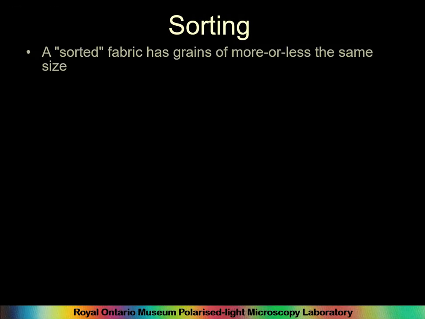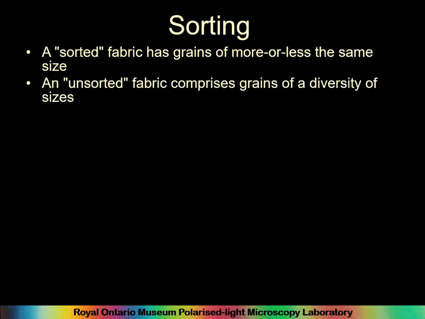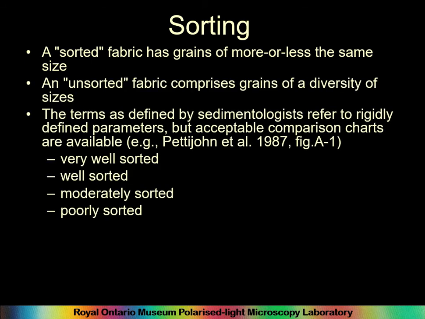So sorting. A sorted fabric has grains of more or less the same size. An unsorted fabric comprises grains of a diversity of sizes. The terms as defined by sedimentologists refer to rigidly defined parameters. So these involve lots of computer number crunching and looking at lots of grains, and it's very important because oil is involved.